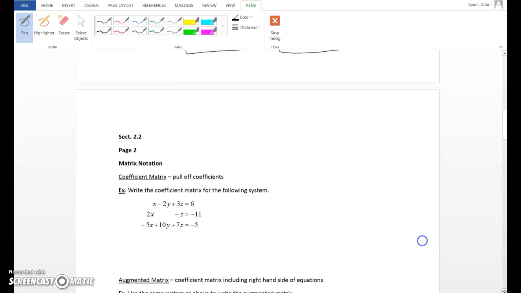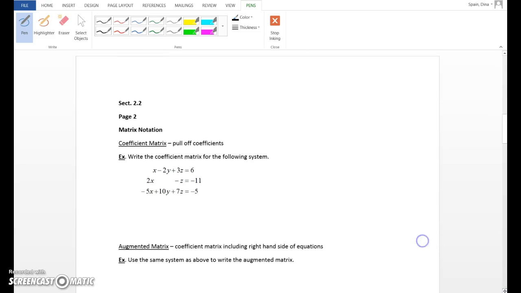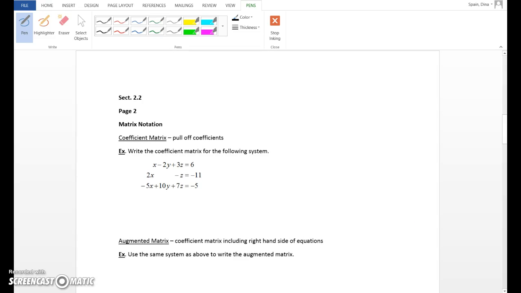Alright, so let's talk about matrix notation here. First thing we're going to talk about is a coefficient matrix. And a coefficient matrix is exactly what you would think it is. A matrix is just like an array of numbers. But if you have a system, and we're talking about a coefficient matrix, it's going to be a matrix made up of all those coefficients of the system. All you do is pull off the coefficients as it says right there. So, let's look at this example. Write the coefficient matrix for the following system.